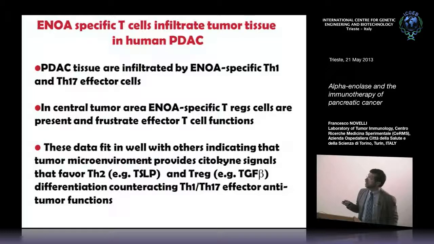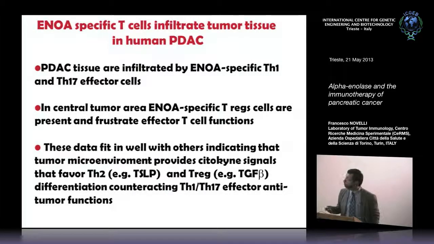And this data fits well with other data indicating that the microenvironment of the tumor provides cytokine signals that favor Th2 differentiation, for example thymic stromal lymphopoietin, which is reported to deviate the differentiation toward Th2 and also Tregs, because there is a lot of TGF-beta produced by the tumor that can push the differentiation of Th1 or Th17 cells toward a T-regulatory phenotype. And this way it counteracts Th1, Th17 effector anti-tumor function.